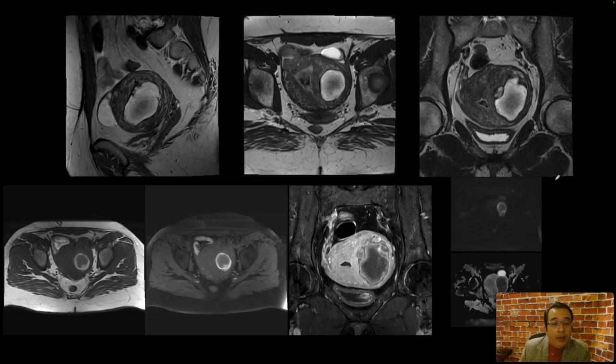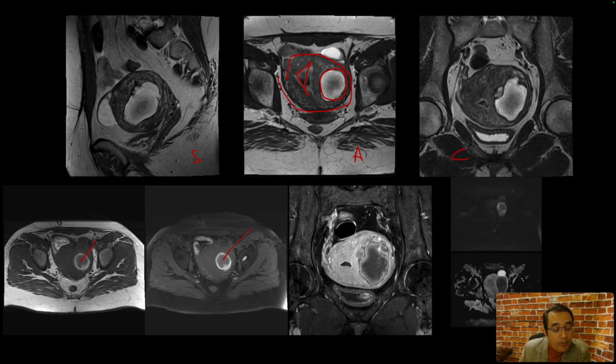The next patient underwent an MRI of the pelvis, and on the top we have T2 weighted images in the sagittal, axial, and the coronal projections, showing a T2 hyperintense focus in the left side of the uterus. So this right here is the uterus, this is the endometrium, and we see this T2 hyperintense focus, which is also T1 hyperintense on this T1 axial non-fat saturated image.